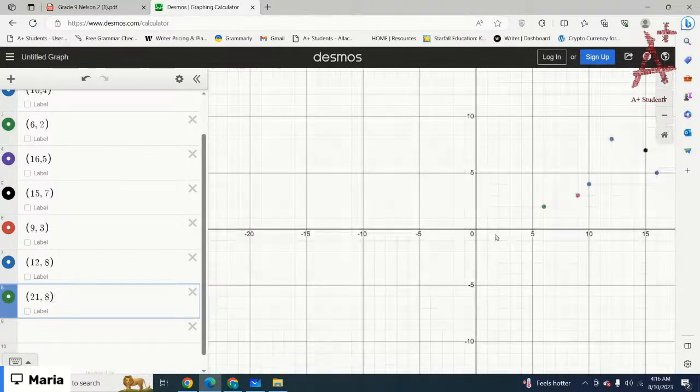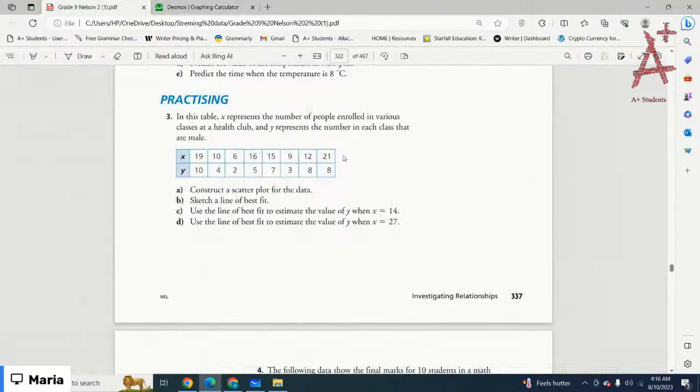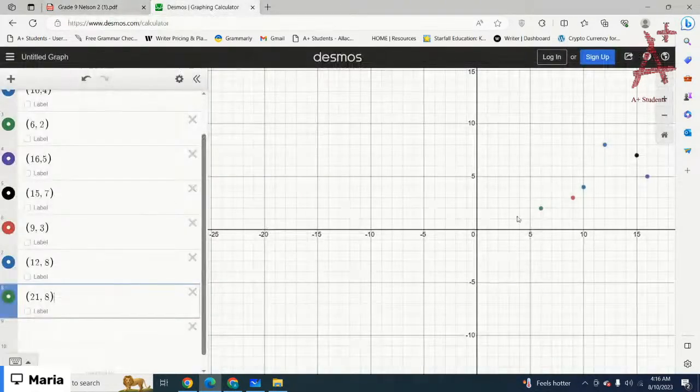Here are the points, right? These are all the points we just plotted, right? Okay, now let me just read the question. We have to look for the value of y when x equals 14. Okay, x equals 14, right? Less than 15, you have 14, right?